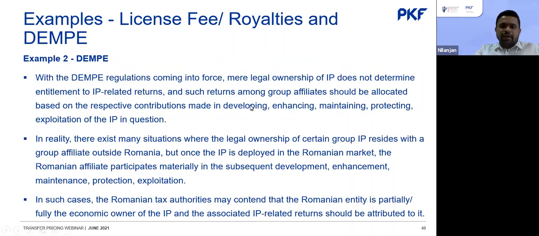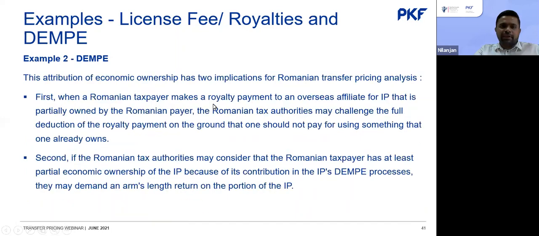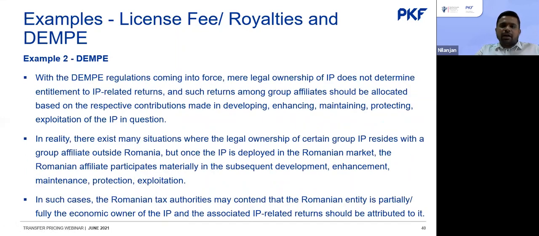Let's do an example with DEMPE. Like I explained, with the DEMPE regulations coming in, legal ownership of IP does not determine all the returns. We have to see which entities are doing the developing, enhancing, maintaining and other functions. There might be situations where the legal owner of the IP resides in a group affiliate outside Romania, but the IP is deployed in the Romanian market. The Romanian affiliate participates in the development, enhancement, maintenance, etc.